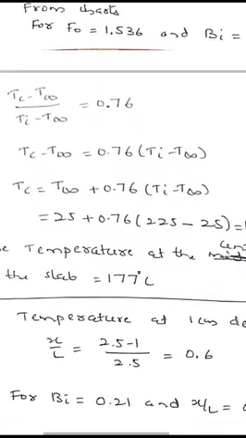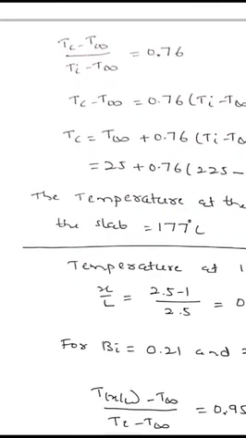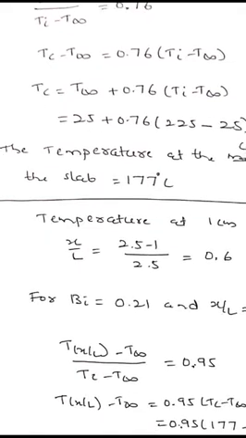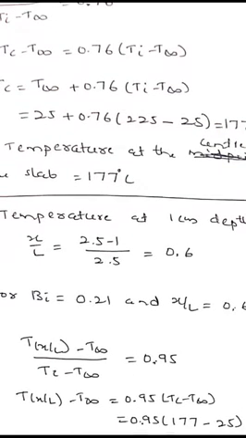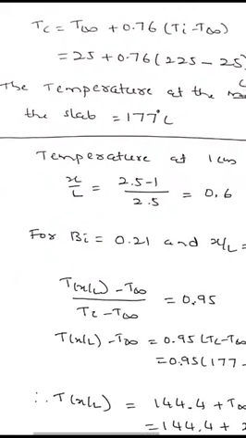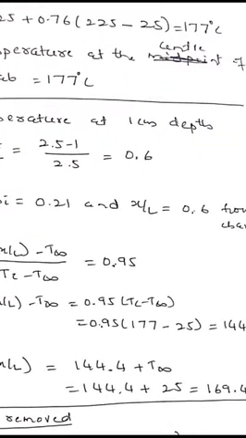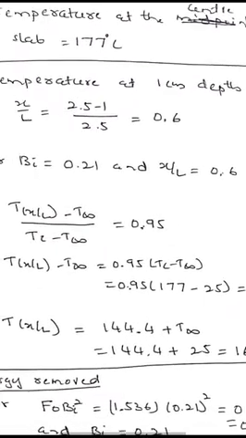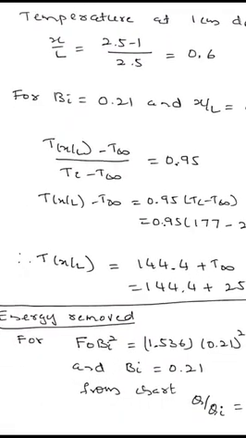177 degrees centigrade. Now he is asking the temperature at a distance of 1 centimeter from the surface. Then the distance from the center is 2.5 minus 1, that is 1.5, and x by L is 1.5 divided by 2.5, which is 0.6. For Bi equal to 0.21 and x by L equal to 0.6, from the chart we will get Tx minus T infinity divided by Tc minus T infinity equal to 0.95.